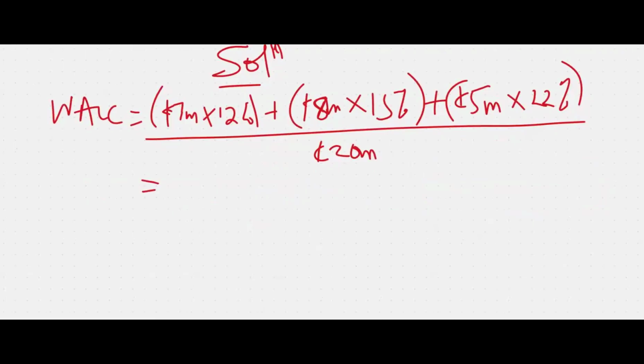On your calculator, don't bring the millions. Just make it bracket 7 times 12%, bracket close, plus bracket 8 times 15%, bracket close, plus 5 times 22%, bracket close, all over 20. Don't bring the million because all the millions will cancel each other. 0.157. Okay, Ruthie is very sharp.